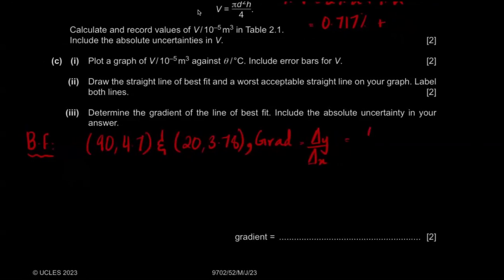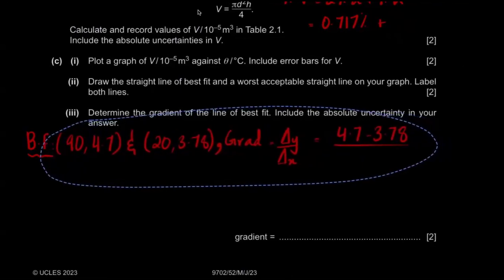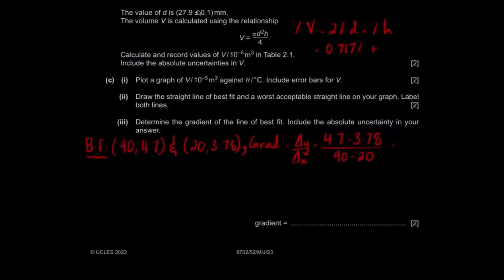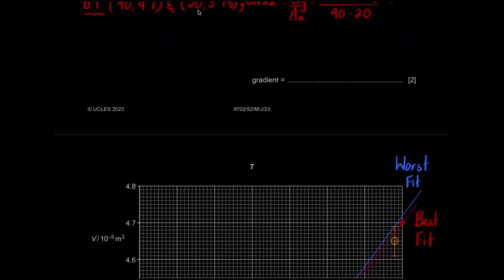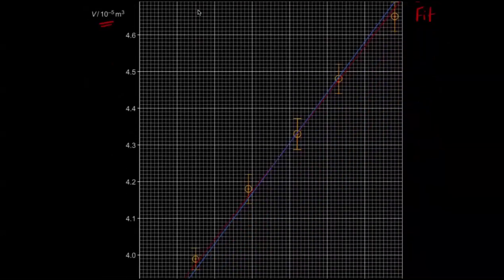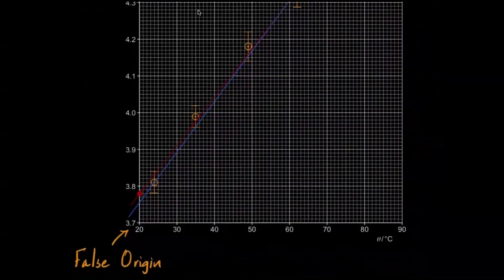So 4.7 minus 3.78 over 90 minus 20. Again, when calculating the gradients, also make sure what prefixes you had on both of your axes. This was 10 to the negative 5. This is pretty good to go.